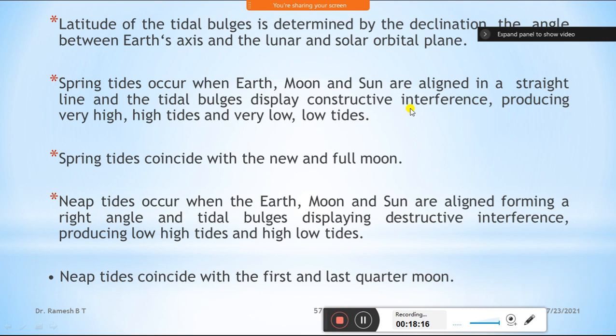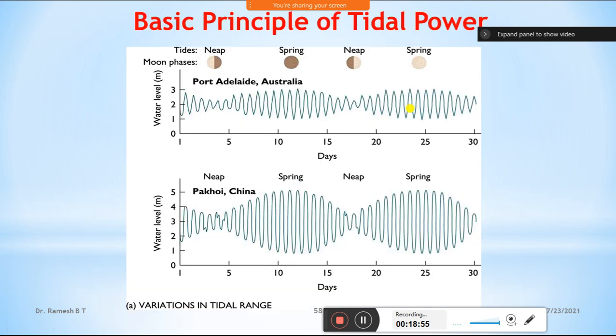So the latitude of a tidal bulge is determined by the declination angle. We already discussed what is meant by the declination angle between the earth's axis and the lunar or solar orbital plane. This latitude always depends on that declination angle, and it determines either a spring or a neap tide. The spring tide occurs when the earth, moon and sun are in a straight line. The spring tides coincide with new and full moon days, and neap tides occur when they are at a right angle, coinciding with the first and third quarters of the moon. Okay, so this is the basic principle of tidal power.